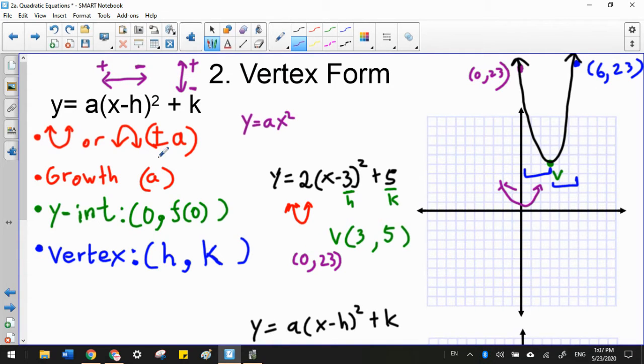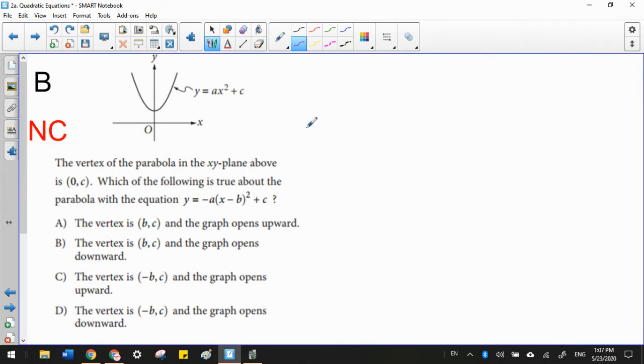And with that knowledge, let's try an example. Okay, so question B here tells us that the vertex of the parabola in the xy plane above is 0, c. So this point right here is the 0, c. And they're asking us which of the following is true about the parabola with the equation y equals negative a times x minus b squared plus c. So these are our 4 options. It's telling us where the vertex is and whether it moves up or down. Now, if you notice that y equals ax squared plus c is an upward facing parabola, then that tells us that the a here must be positive. So if I decide to turn it negative now, that means for sure I have a downward facing parabola, which means option A is gone and option C is gone. And now I'm just left to choose between B and D.